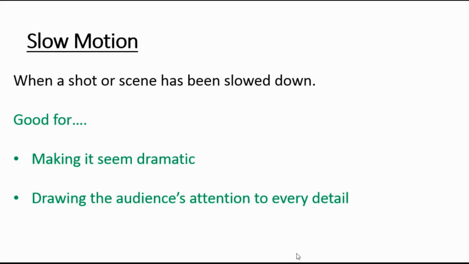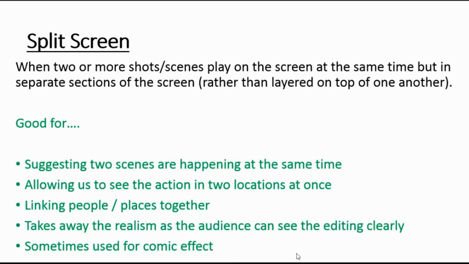Sometimes they do it for romantic scenes as well. It can seem quite romantic if you slow something down. It helps to draw the audience's attention to every detail. So if there's something that is incredibly detailed happening on the screen, sometimes slow motion helps the audience take all that detail in.